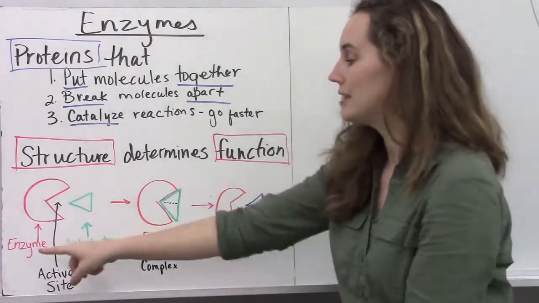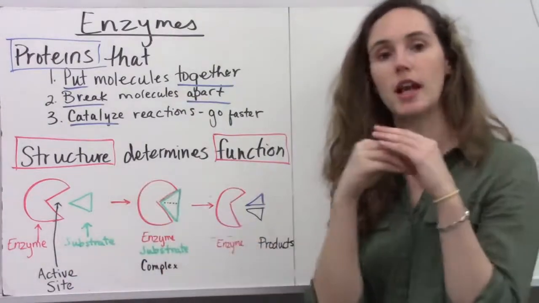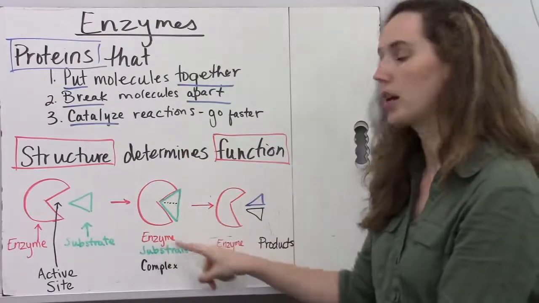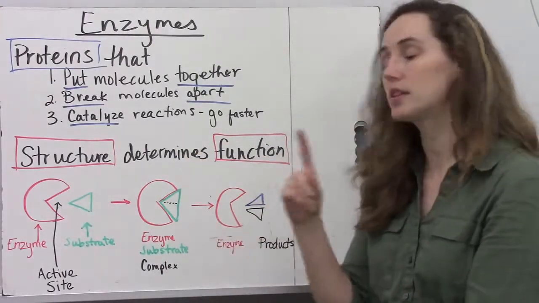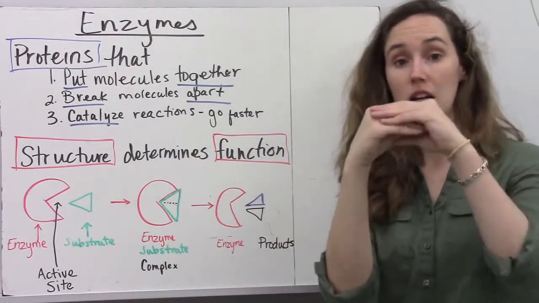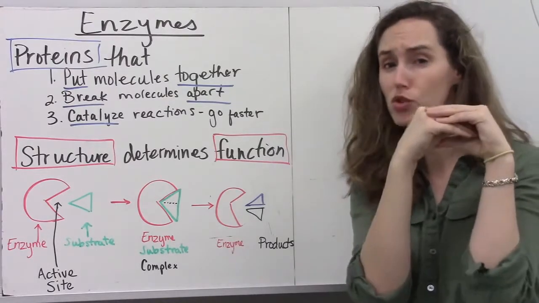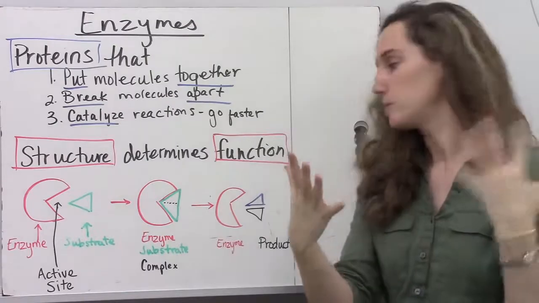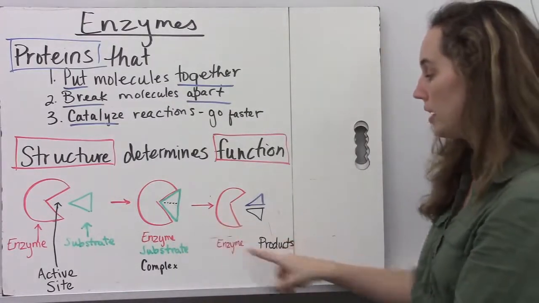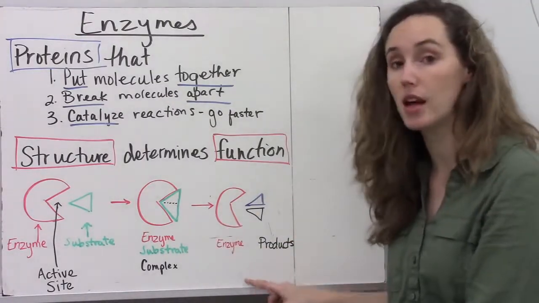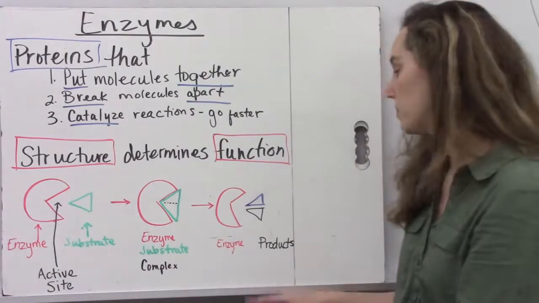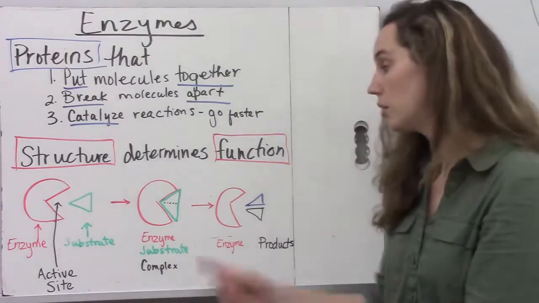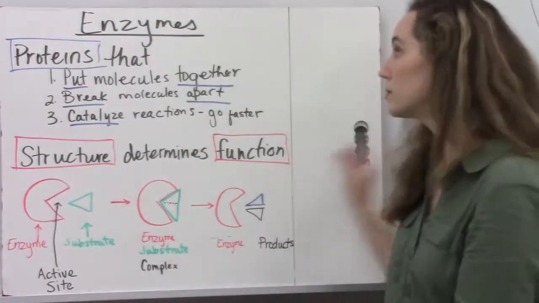So when an enzyme and a substrate join together at the active site, they form an enzyme-substrate complex. When the substrate is in the active site of the enzyme, it puts strain on the substrate, and then the substrate breaks apart. So then you're left still with the enzyme. The enzyme doesn't get used up. So you've got the enzyme and finally the products that are a result of breaking down the substrate.